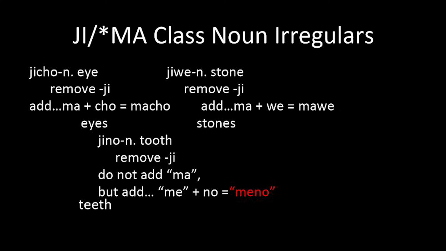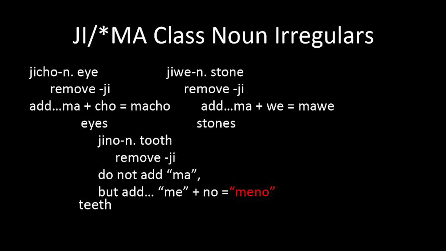Next is Jiwe, stone. One stone. In order to pluralize it, you remove JI, you take it off, and then you add MA. So you have MA plus WE. Jiwe, stone, becomes what? Mawe, stones. Mawe is pronounced Mawe.